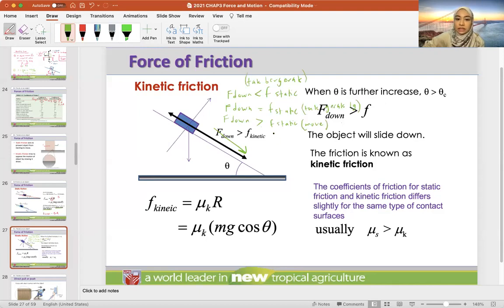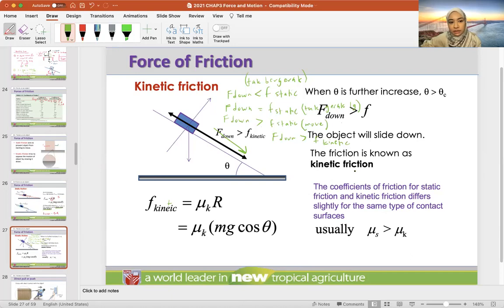And then tiba-tiba dia cakap okay, F down must be greater than F kinetic. Sebab F kinetic is always less than F static. So when F down is greater than F static, then it is also greater than F kinetic. Therefore, it will move down. It will menggelongsor. Okay, the equation for F kinetic is F kinetic is mu R. What is R? R is the reaction force.